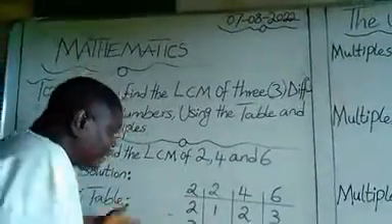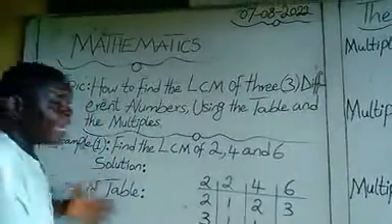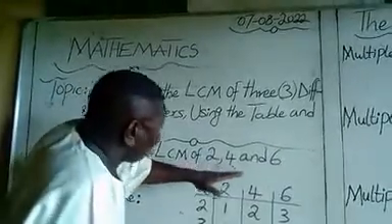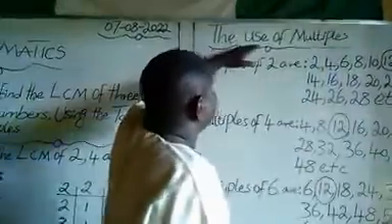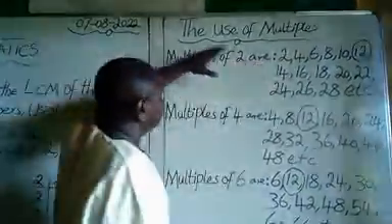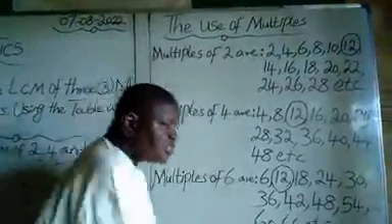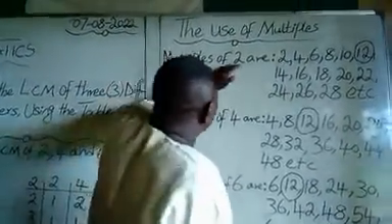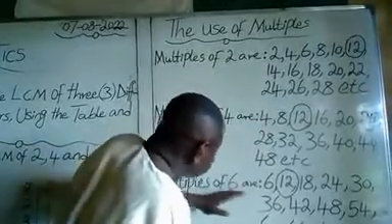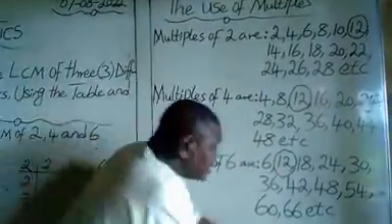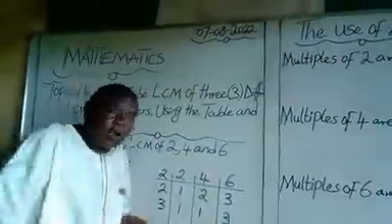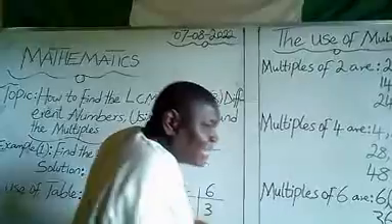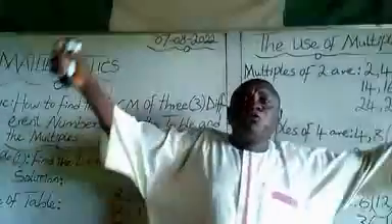I used the table in finding the LCM of 2, 4, and 6. I got 12. The LCM is 12. I used the multiples. Okay? The use of multiples. I used the multiples of 2, 4, and 6, and our LCM is 12. It means the arrangement is in order. The arrangement is accurate. Thank you so much.